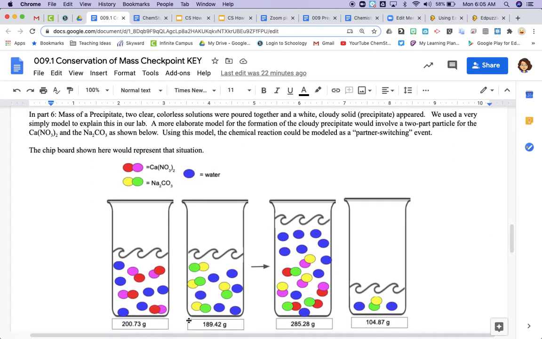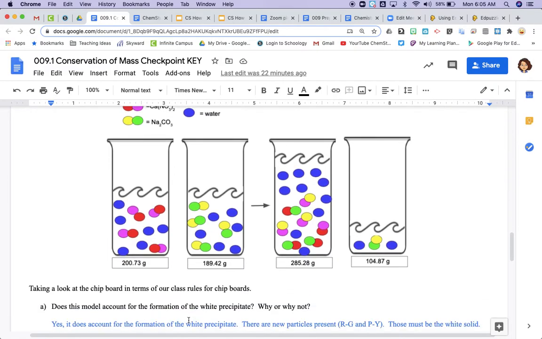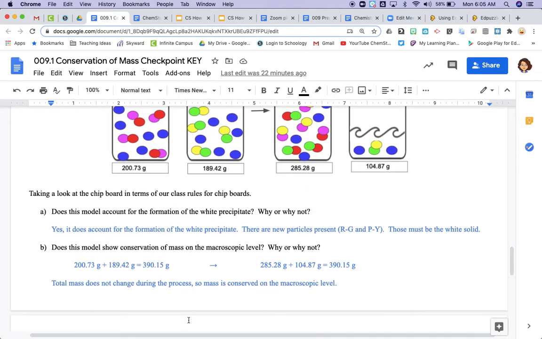The second half of this was an alternative model of the mass of a precipitate, where you mix the 2 clear colorless solutions together and you form a white cloudy precipitate that begins to settle down into the bottom of the beaker. There were 3 different levels that you had to assess this on to decide if it worked. First of all, does the model account for the formation of the precipitate? It does account for the formation of the precipitate because there are new particles that weren't here before.